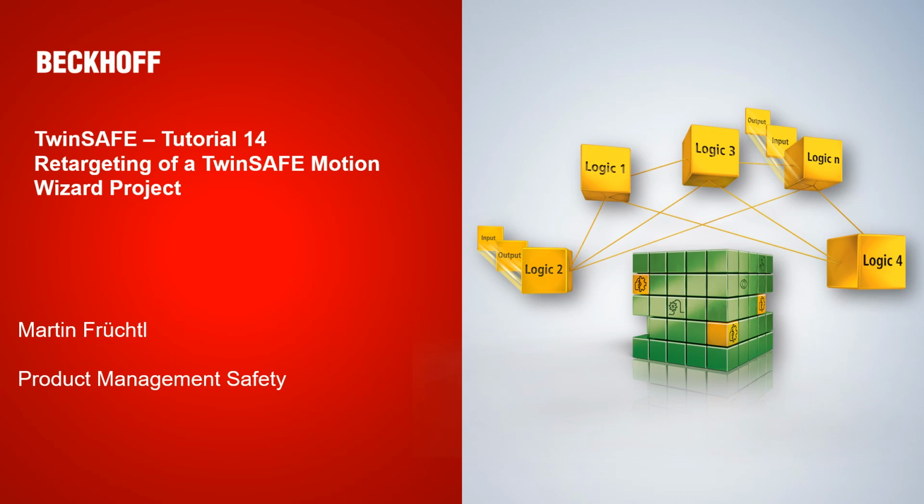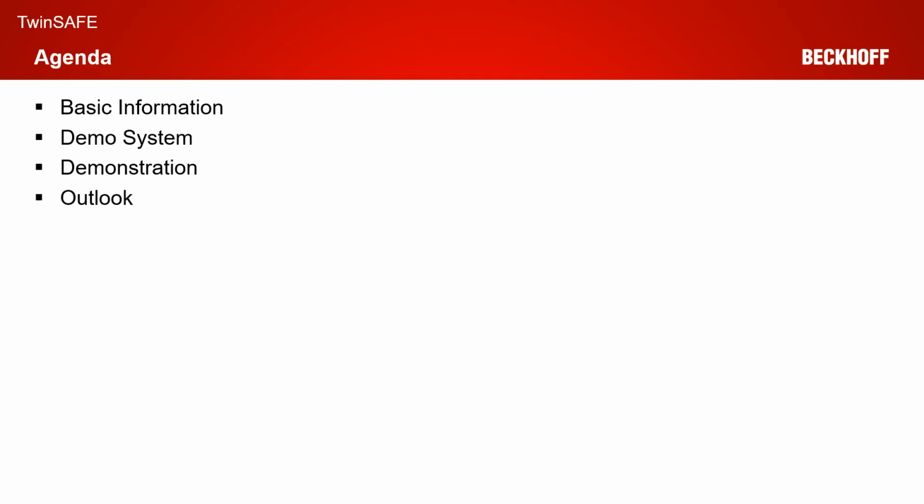Today we have a very short tutorial. We are looking at a TwinSAFE Motion Wizard project, which is communicating with an EL6910 as we used it in the last tutorials, and we want to retarget this safety project to an EL1918 as the new target system. My name is Martin Früchtel from the Product Management Safety.